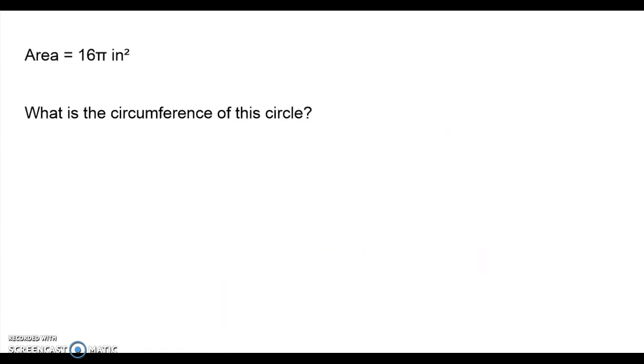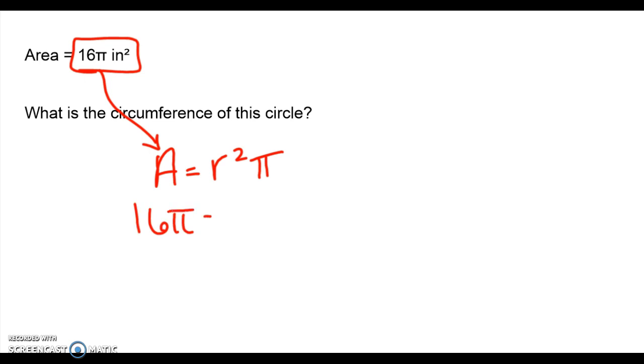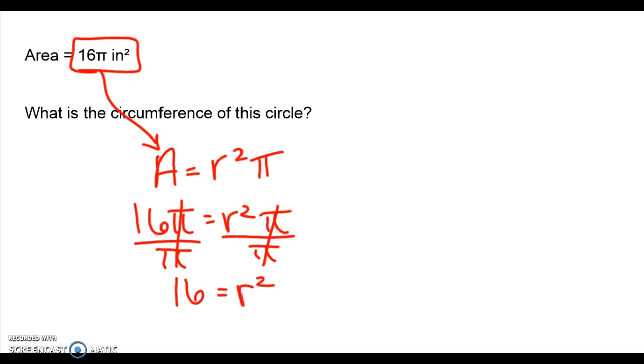All right, here's another fun one. This time we were given the area and we needed to find the circumference. Okay, so if we know our area formula is r squared times pi, and I know my area is 16 pi, so I'm going to replace the A with 16 pi, and I'm going to solve for r. When I divide by pi on both sides, my pi's cancel out. So I'm left with 16 equals r squared.